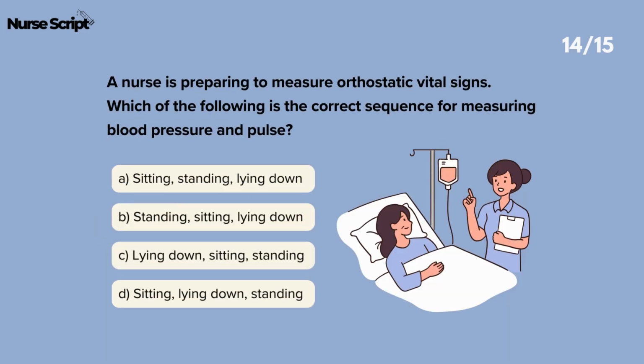A nurse is preparing to measure orthostatic vital signs. Which of the following is the correct sequence for measuring blood pressure and pulse? Lying down, sitting, standing.